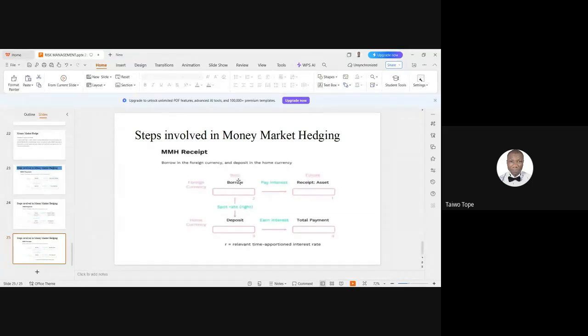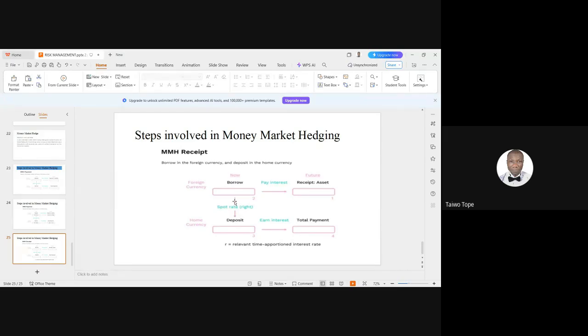See it. You borrow now. This is what you are expecting in future. You borrow now, but as you are borrowing, there is interest associated with it. Now, when you borrow in the foreign currency, you convert that amount you've borrowed into your home currency. You can see it here. And when you are converting this foreign currency, you convert at the spot rate.